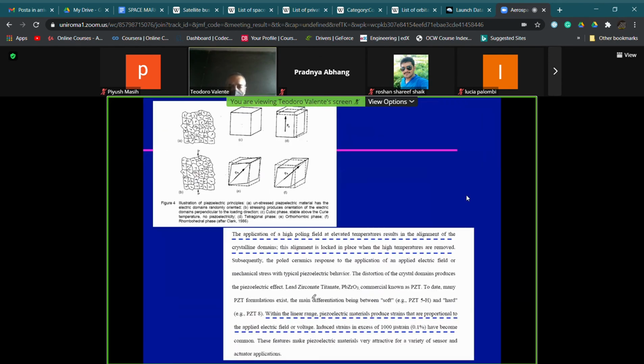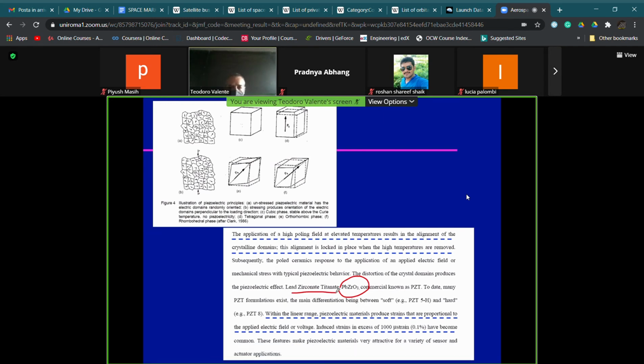Okay. The most common piezo materials belong to the class of ceramic materials. And one very well known is the so-called PZT, which is lead zirconate titanate, this one, okay?